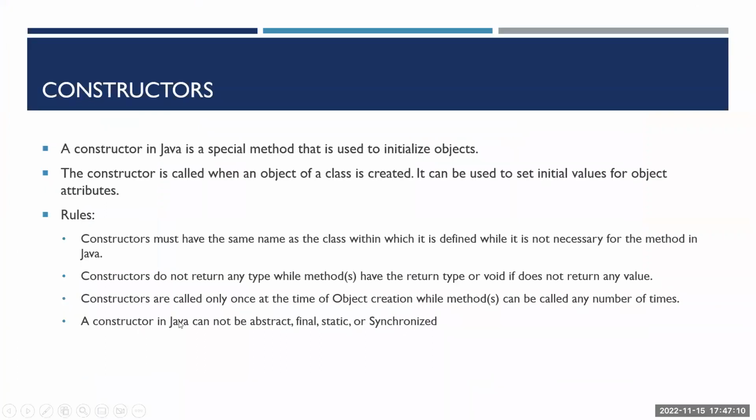Next, a constructor in Java cannot be abstract, final, static, or synchronized. We discussed that if we declare it as abstract, a method should not have any method body, so that's not possible. So a constructor in Java cannot be abstract, it cannot be final, it cannot be static, and it cannot be synchronized.